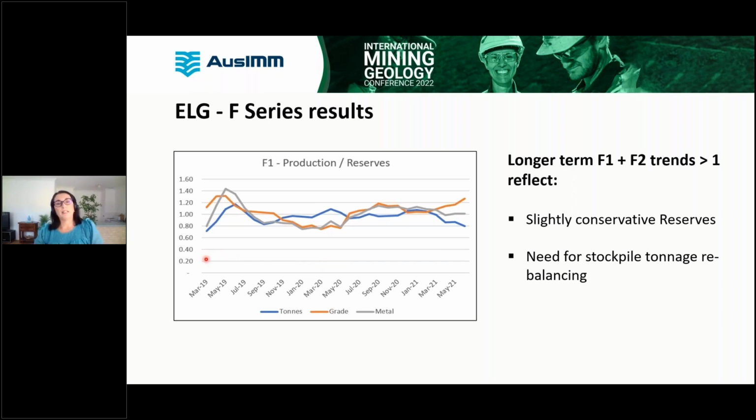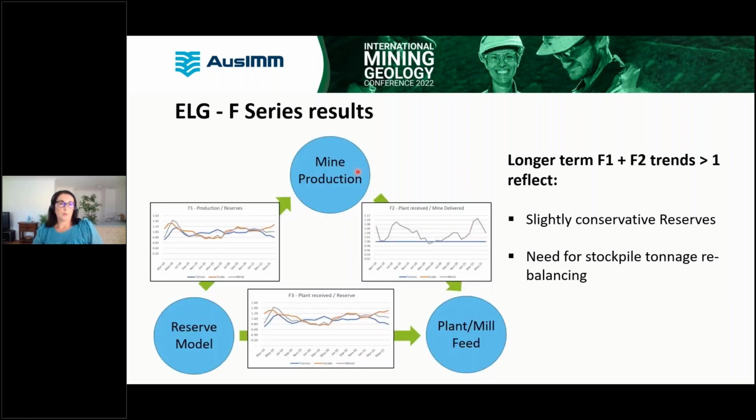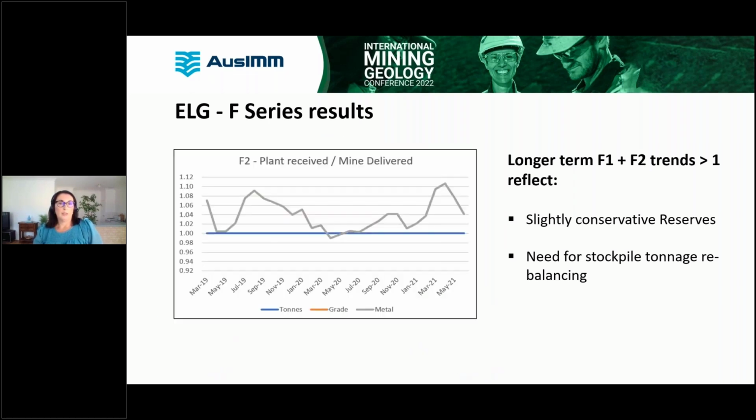But they've also had a need for some stockpile tonnage rebalancing. And so whilst we don't see this in the F1, we start to see it in the F2 and the F3. We'll just have a quick look at this F2. And we can see that the F2 is the plant received to the mine delivered. We do only have a metal reconciliation reporting for the F2, which is fine, but again, a really strong visual to show that over time, we're trending over 1.